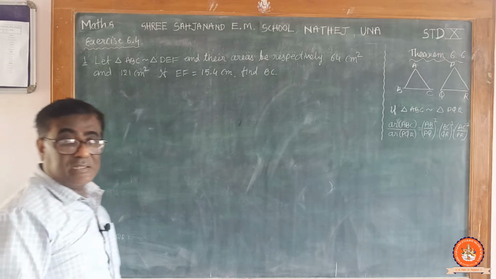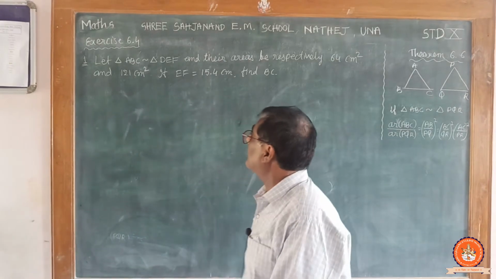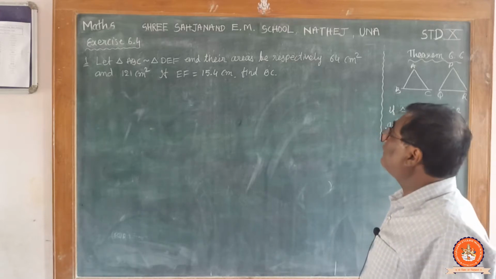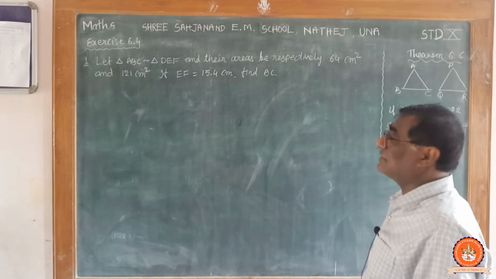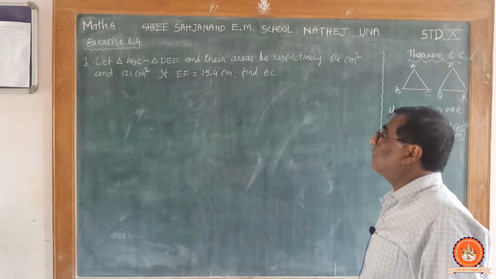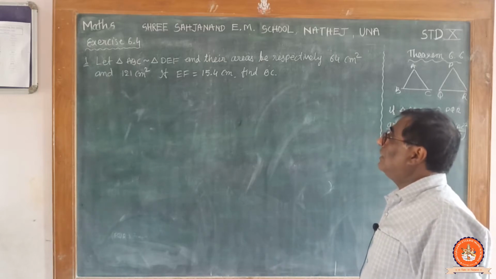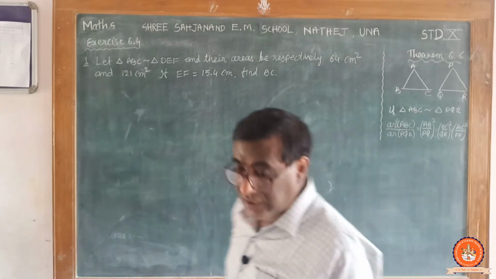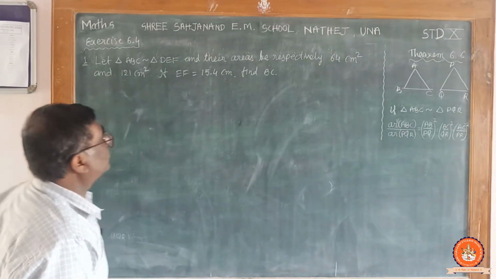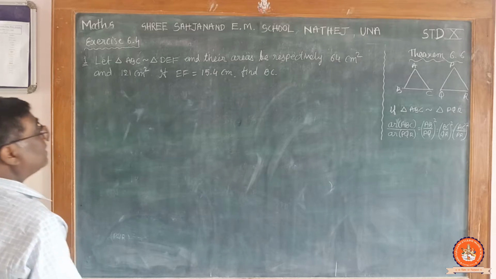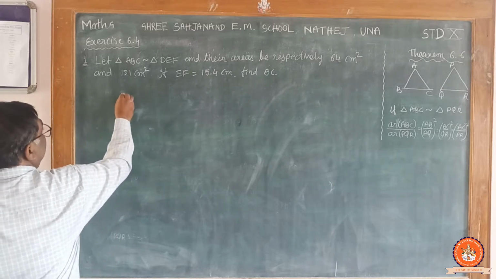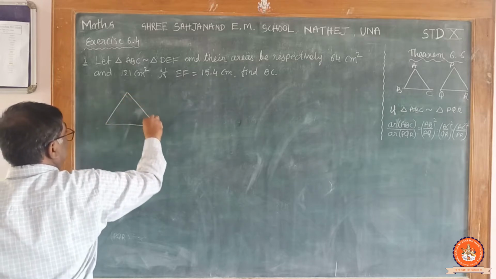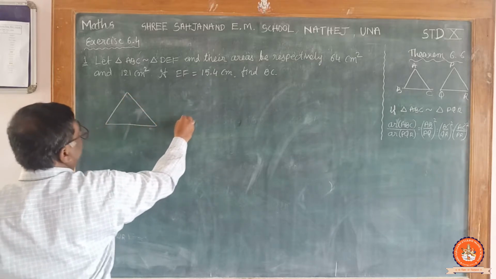Now exercise 6.4 question number 1. Let triangle ABC is similar to triangle DEF and their areas be respectively 64 centimeter square and 121 centimeter square. If EF is equal to 15.4 centimeter, find BC. Let us draw the figure first. Two triangles are similar. Okay, so ABC is similar to DEF.